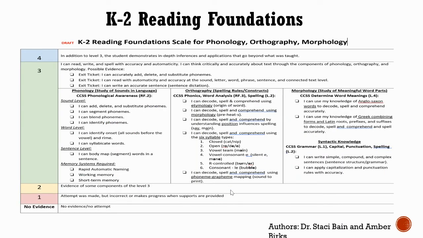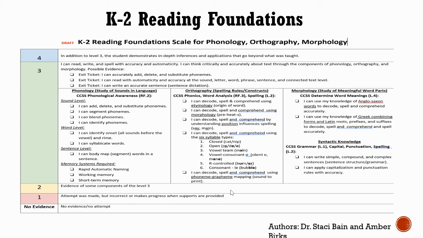K-2 also has non-negotiable Common Core learning targets in ELA, math, and science. Here is an example regarding the K-2 reading foundations and what it means to be proficient in these critical early skills. Note that the target descriptors for phonology, orthography, and morphology start with I can statements, as the targets and scales are meant to engage even K-2 learners as our assessment partners.